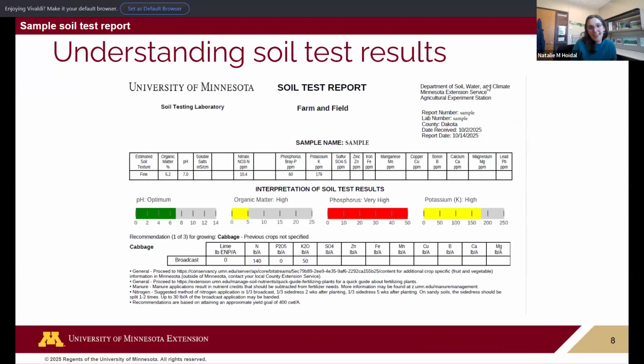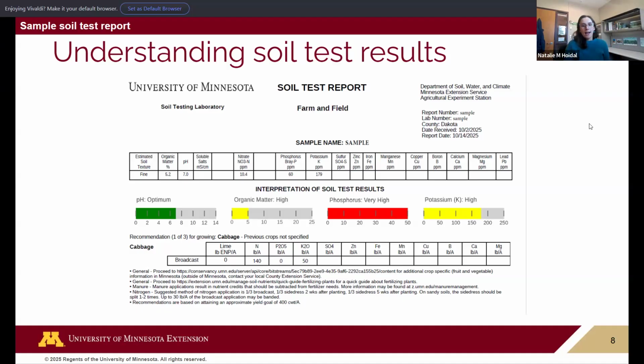So then you're going to get a piece of paper in the mail or in your email that looks something like this. This is a University of Minnesota soil test report for farm and field. Sometimes people will do a lawn and garden soil test. On a small scale, it can be nice to get recommendations in pounds per 100 square feet. That's the benefit of doing a yard and garden test if you're really small. So it's not so overwhelming to convert down from pounds per acre.